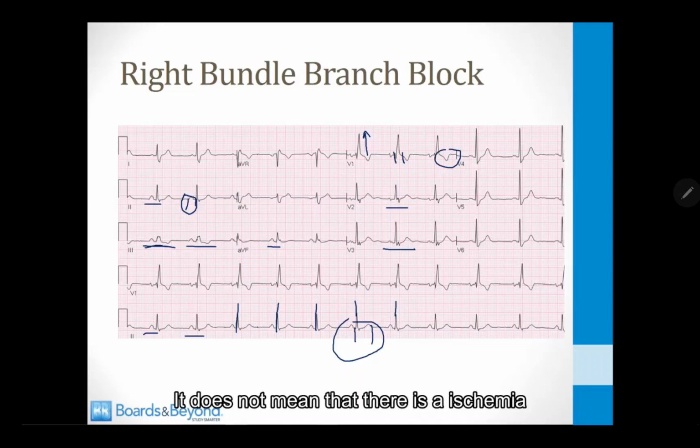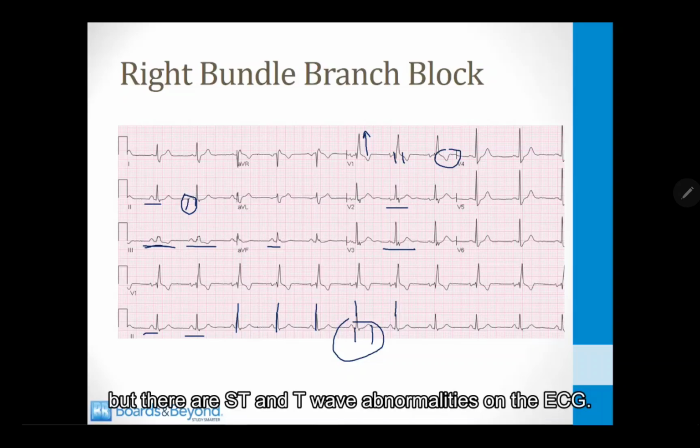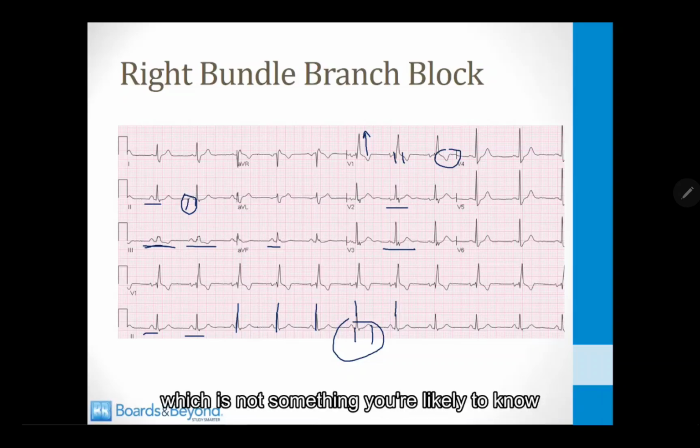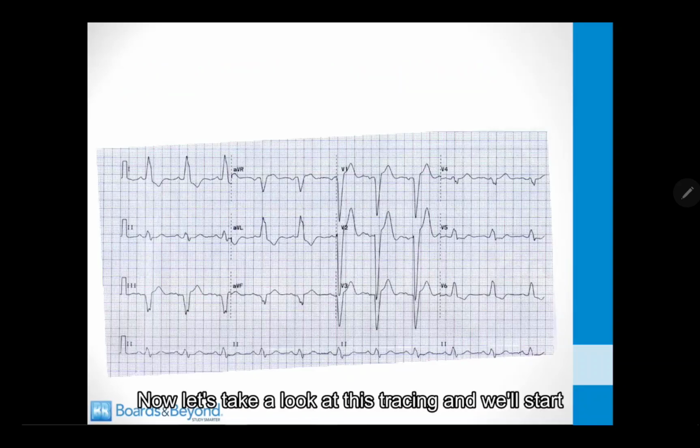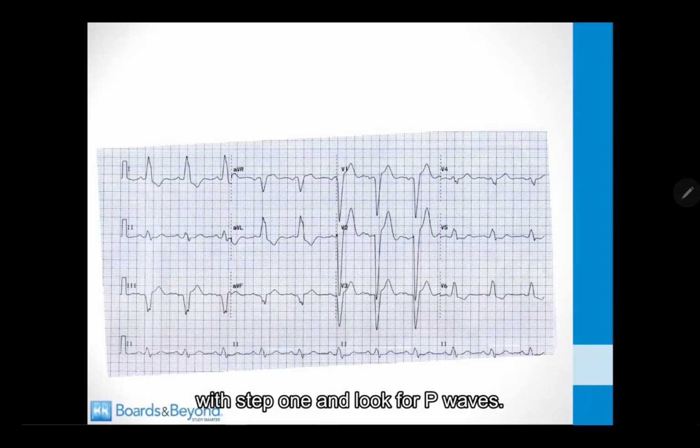It does not mean that there is ischemia, but there are ST and T wave abnormalities on the ECG. They are all consistent with right bundle branch block, which is not something you're likely to know at the medical student level, but you should at least be able to identify that this ECG shows sinus rhythm with a right bundle branch block.